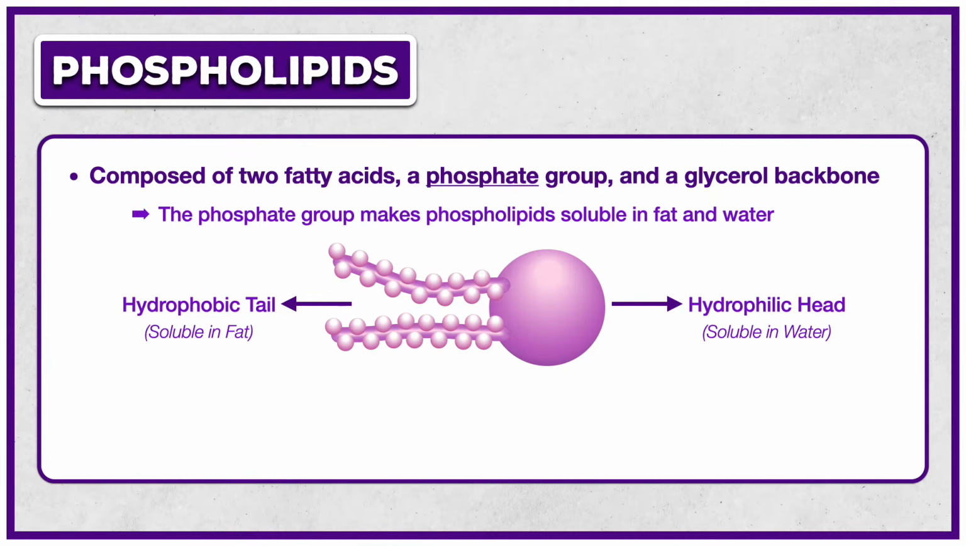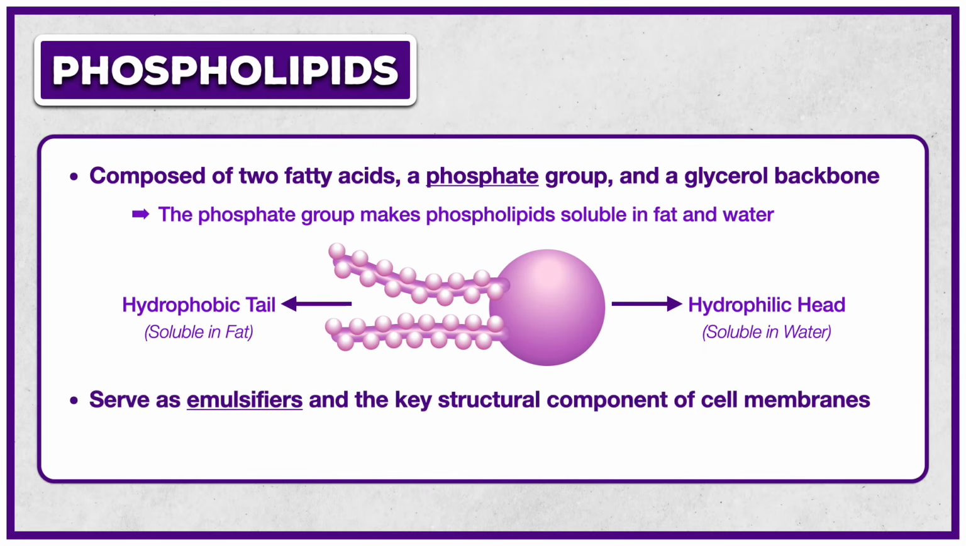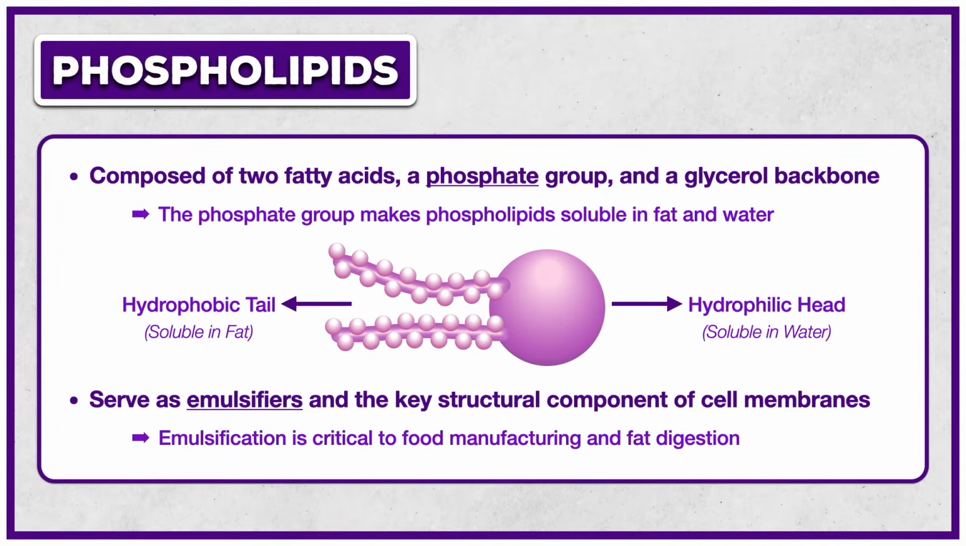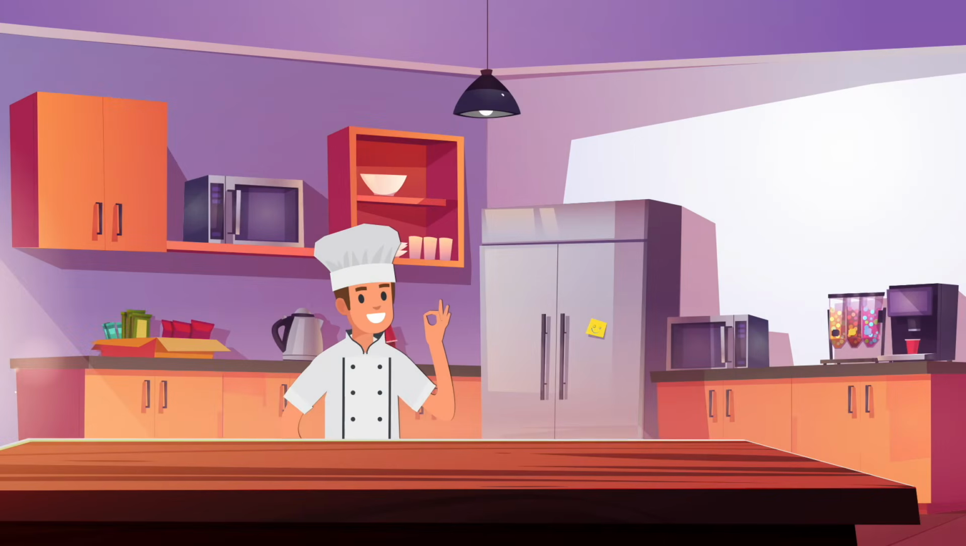This ability to be soluble in both makes phospholipids unique. It gives them their function, which is to serve as emulsifiers and the key structural component of cell membranes. Emulsifiers reduce the tension between water and fat, allowing them to mix. Emulsification is critical to food manufacturing and fat digestion.